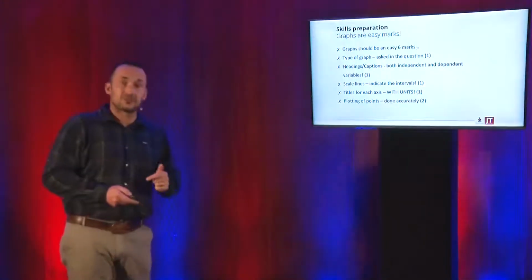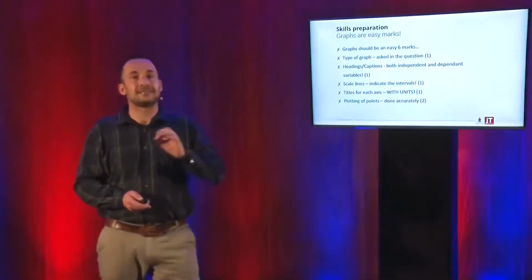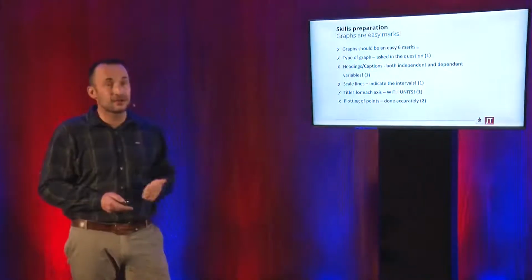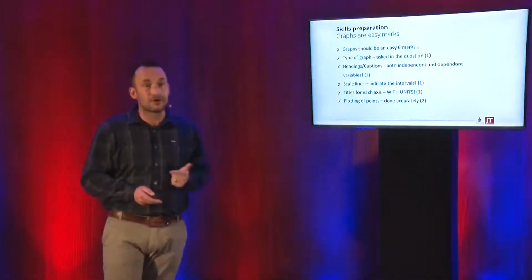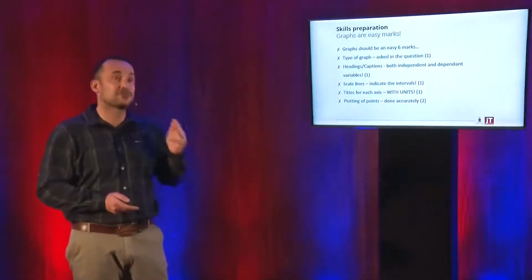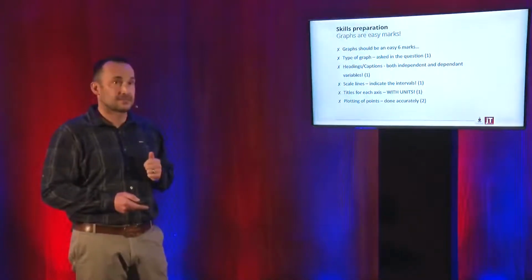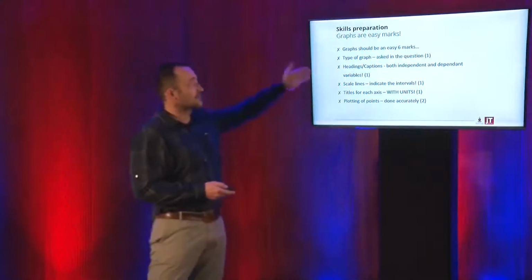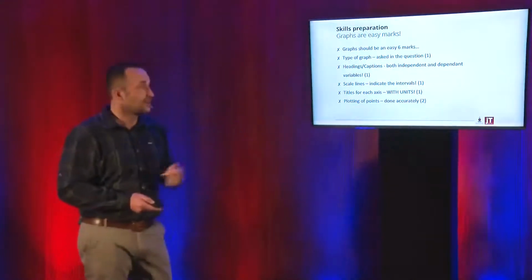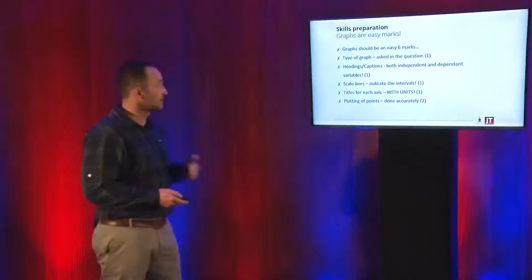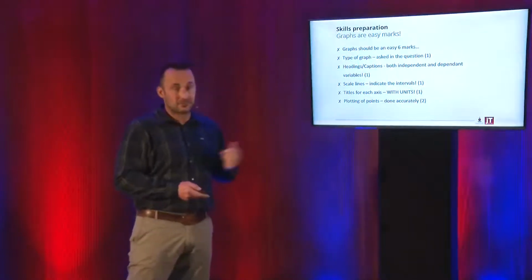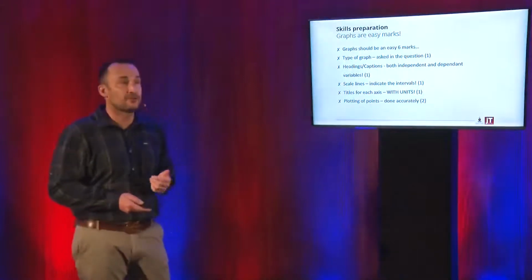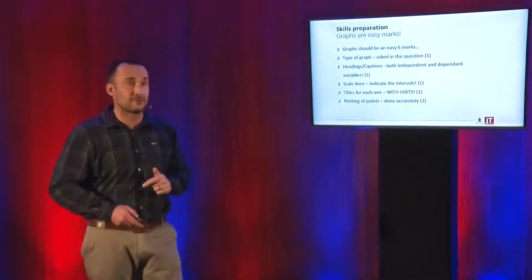In terms of our skills preparation, graphs are easy marks. Okay, so be sure you know how to draw a graph. This includes line graphs, bar graphs, histograms, and pie charts. All right, we're looking at a general setup like this over here, where the type of graph that we've chosen to draw is correct for 1 mark. Headings or captions for the graph are correct, including both of the variables. And here I'm referring to the independent and the dependent variable.